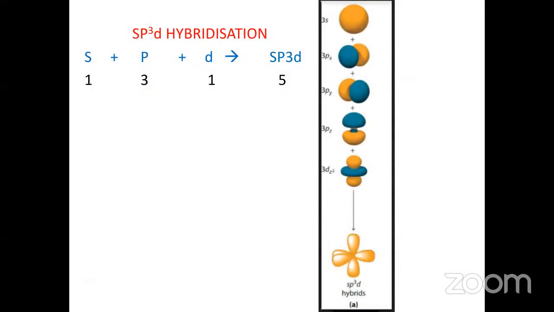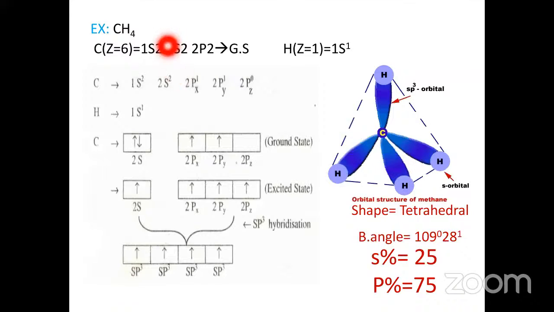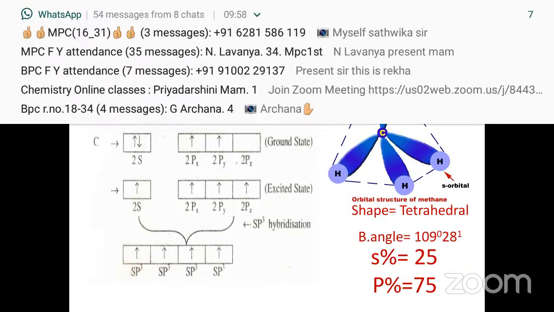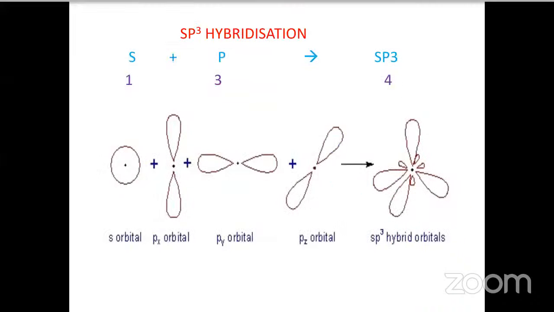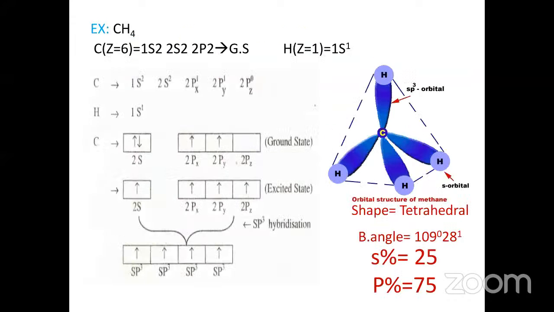Example, CH4. In CH4, the carbon is the central atom. Its atomic number is 6. Its electronic configuration is 1s2, 2s2 and 2p2. It is in the ground state. Then in its excited state, an electron from the 2s orbital enters the 2pz orbital. Now one 2s orbital and three 2p orbitals of the carbon atom intermix to form the 4 sp3 hybrid orbitals.